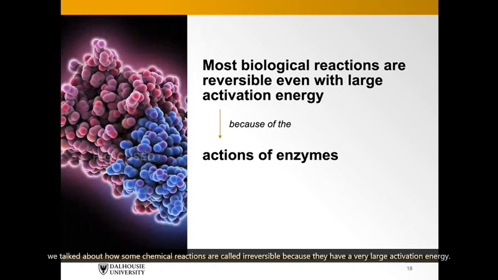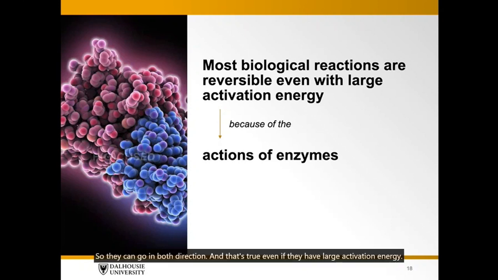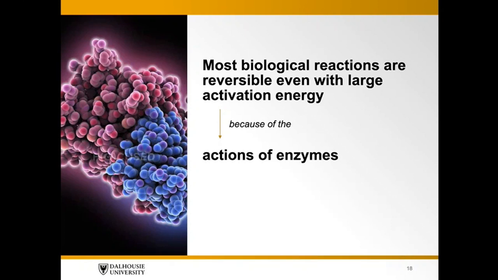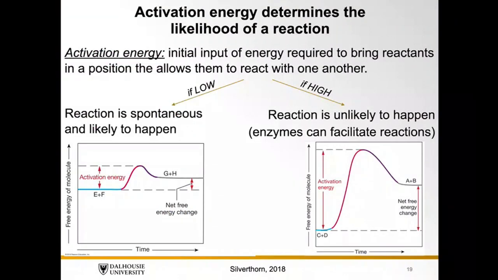So in a previous video, we talked about how some chemical reactions are called irreversible because they have a very large activation energy. This is true, but in our body, most biological reactions are actually reversible. So they can go in both directions. And that's true even if they have large activation energy, and that's because of the actions of the enzymes. So if you remember one thing from this video, it is that enzymes actually lower the activation energy necessary for chemical reactions to happen. So we've seen this slide before.